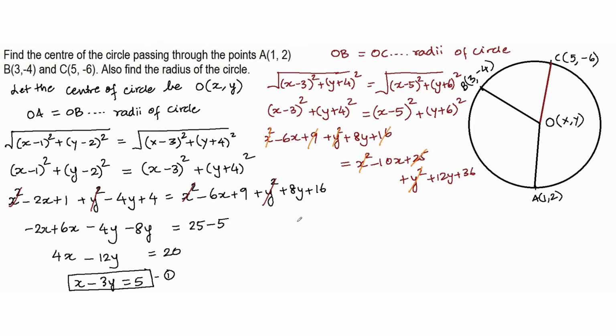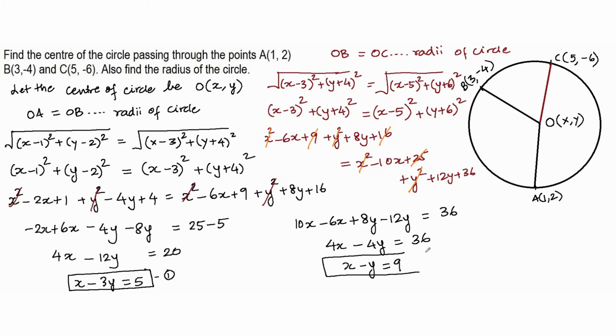Shifting the negative 10x to the left hand side, we get 10x minus 6x plus 8y. Shifting the 12y to the left hand side, we get minus 12y is equal to 36. And therefore 4x minus 4y is equal to 36. Dividing throughout by 4, we get x minus y is equal to 9. This is now the second equation. And therefore, I can now solve these two equations for x and y.